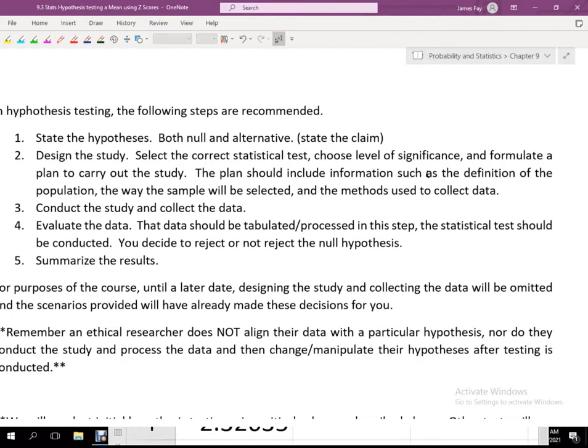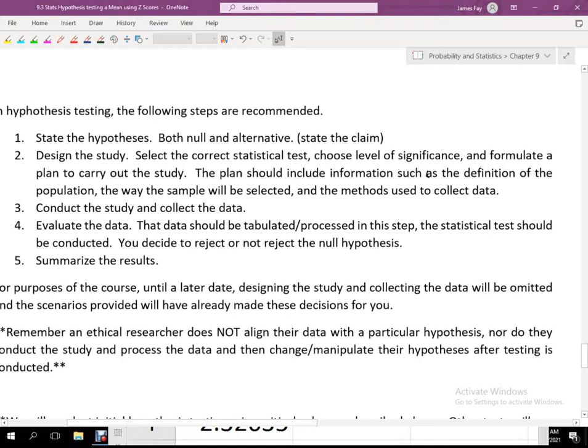Okay? So a lot of that is going to be done for us. Step 3 says conduct the study and collect the data. This is either an observational study, where something has happened and we collect the data off that, or we go out and actually hand out surveys, collect them, that kind of stuff, right?